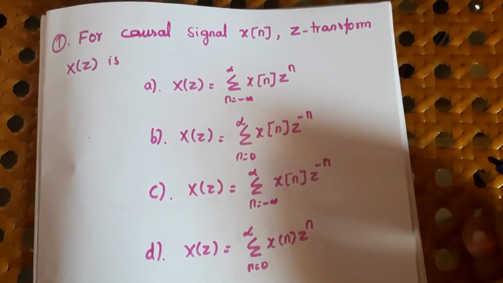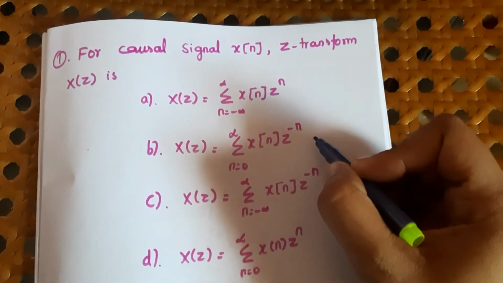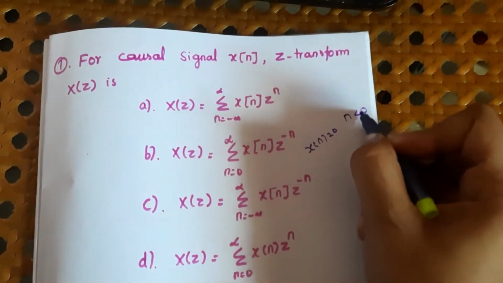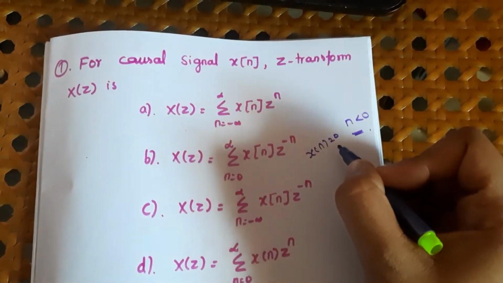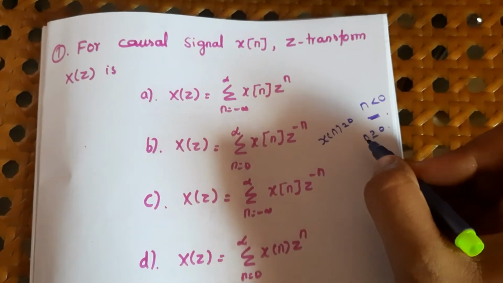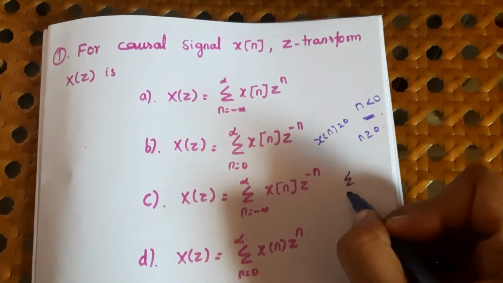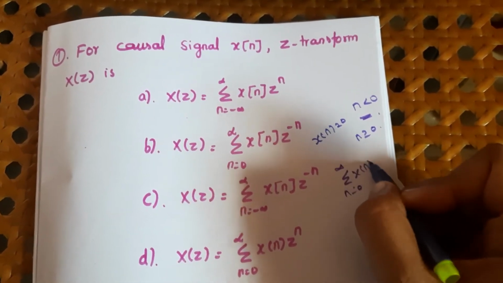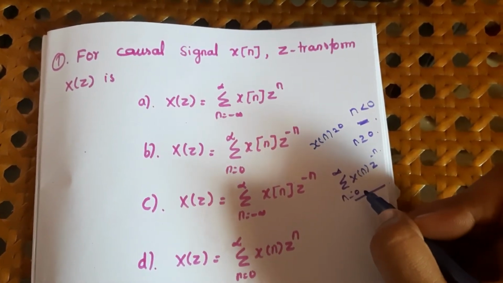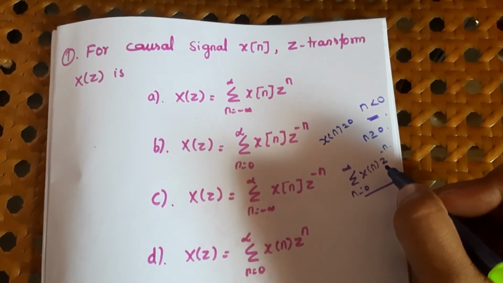First question, for causal signal x of n, z transform x of z is. And for causal signal, this x of n is equal to 0 for n less than 0. For causal signal, we have the value when n is greater than or equal to 0. So the equation for z transform x of z for causal signal is equal to summation n equals 0 to infinity x of n z power minus n. We have the value when n is greater than or equal to 0. So this is the answer. So answer here is B.